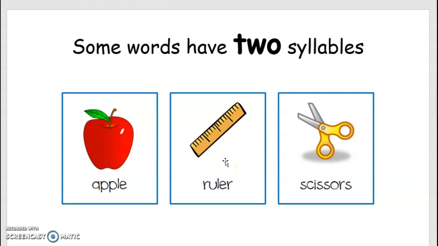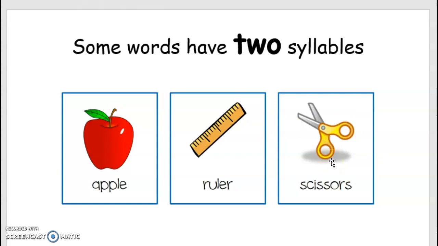Let's try ruler. Say ruler. Let's clap it out. Ruler. How many times did you clap? That's right. You clap twice. Therefore, there are two syllables in ruler.